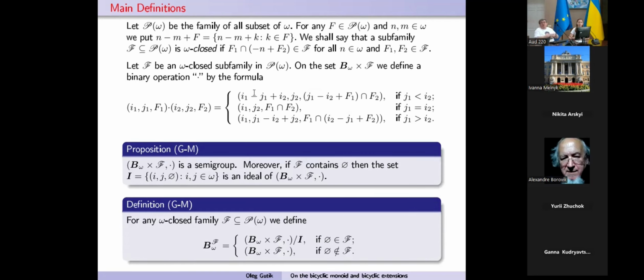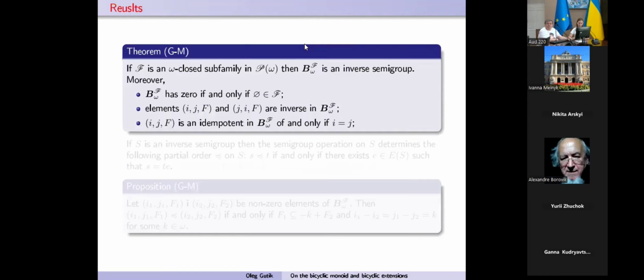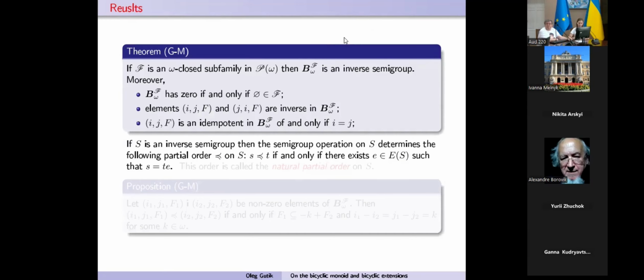Rees ideal, what is an ideal? I is a subset of this product, the triples with the empty set, so it forms an ideal. We consider the Rees quotient semigroup by this ideal. We obtain the B omega F semigroup. Such a semigroup has many nice properties. Such properties I list here.